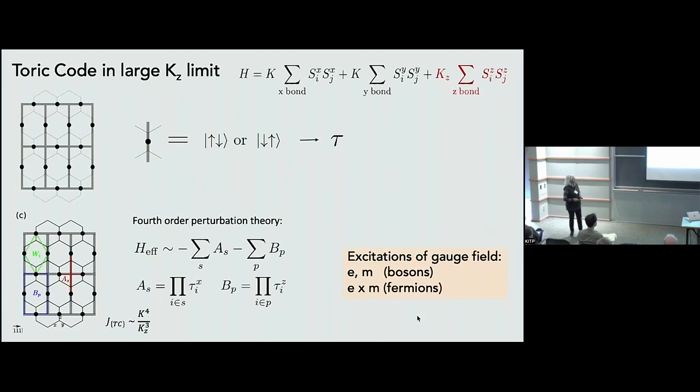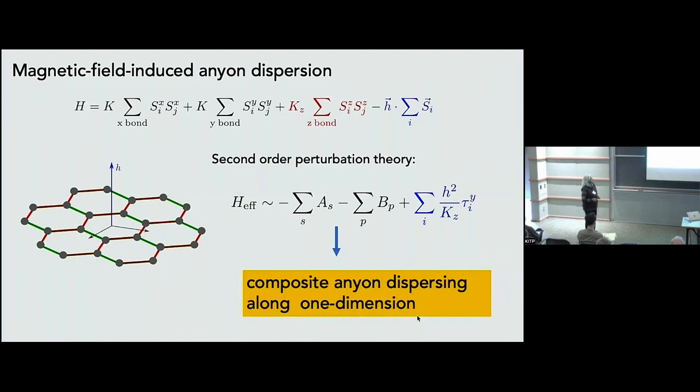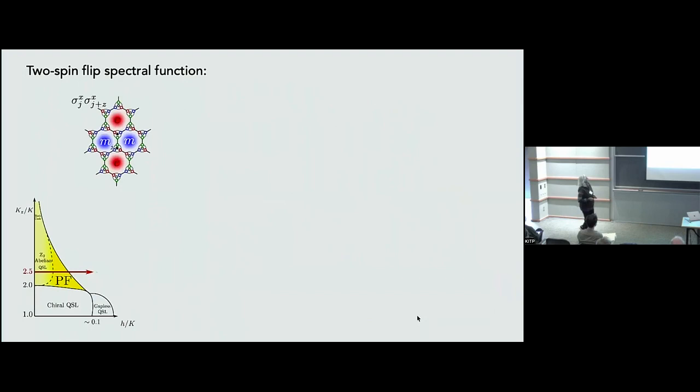Okay, now if I turn on a magnetic field, you will see that it will add a correction to this, which will go like H squared. Now, the important thing to notice here is that a single spin flip will take the qubit into a high energy sector. But if I do two spin flips, it brings the process back into the low energy sector. So that gives a clue as to what kind of experiment to do on this. And so essentially what we will focus on is a two spin flip process.